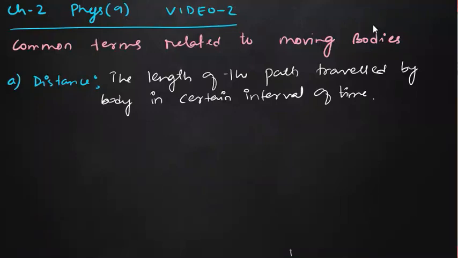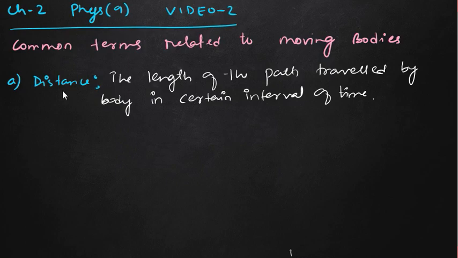Hello students. So this will be the second video of chapter 2, motion in one dimension. In the previous video we have already discussed scalar and vector quantities and how we represent vector quantities, and also we have given some examples of scalar quantities and vector quantities. Fine. So today we will learn about the common terms related to moving bodies.